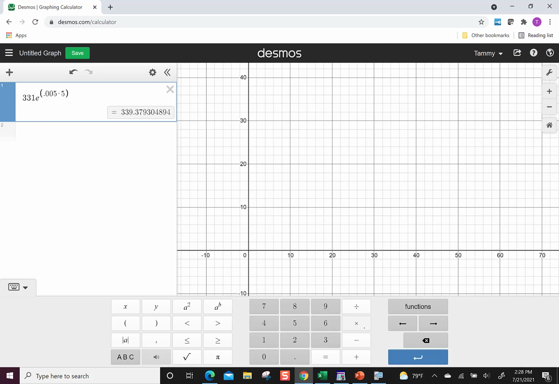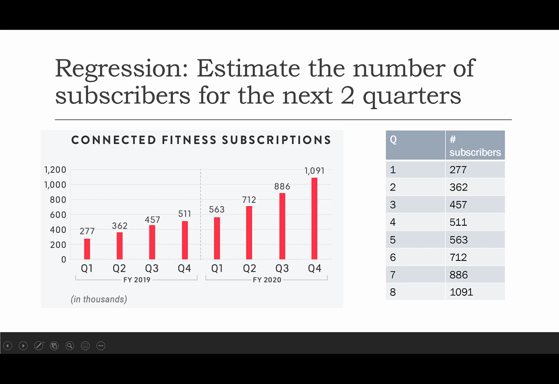In this problem, we want to try to estimate the number of subscribers for the next 2 quarters for Connected Fitness subscriptions. So I've given you 8 quarters and the number of subscribers they had over those 8 quarters. You can see that the number of subscribers is increasing. You can also see it in this graph. So these are the same things. So we want to say, what do we think is going to happen in the next 2 cycles? So what's going to happen in the next year, quarter 1, quarter 2. This took us to the end of 2020. Let's see what happens the first 2 quarters of 2021.